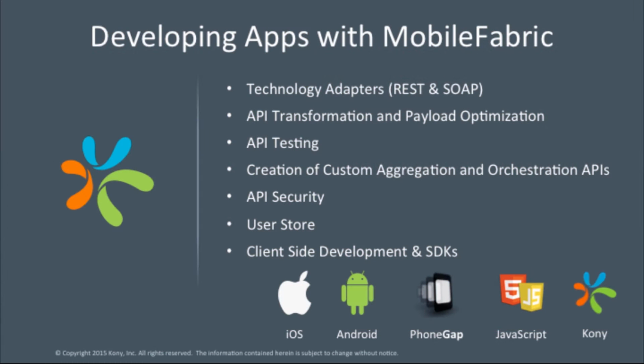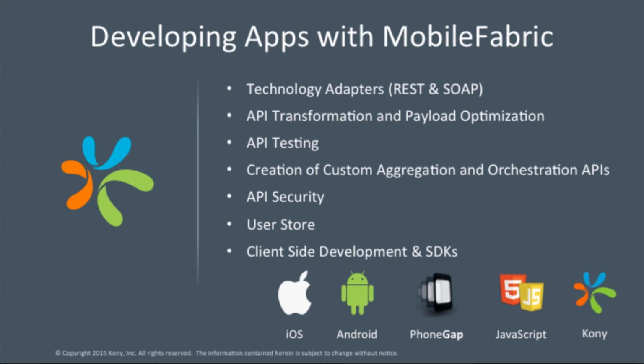So we have technology adapters for REST and SOAP, and I'm going to dive into that quite a bit right now. We're going to get into business connectors in the next section. We're going to look at API transformation and how we take the back-end payload and optimize it down to just what the client needs through transformation.